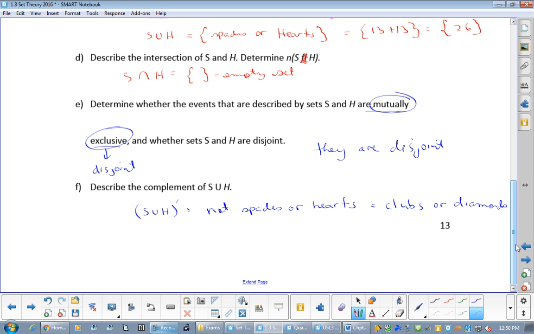Okay. Now how would you draw a Venn diagram for these 4 suits? You would have 4 different circles, yeah. So you would have your spades, 13, your clubs, 13, hearts, 13, and diamonds, 13.